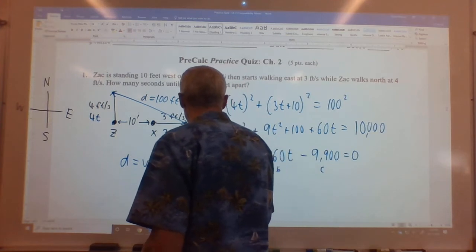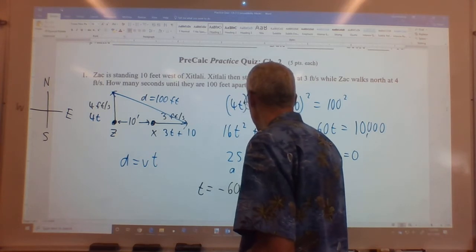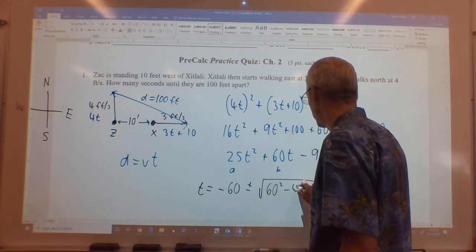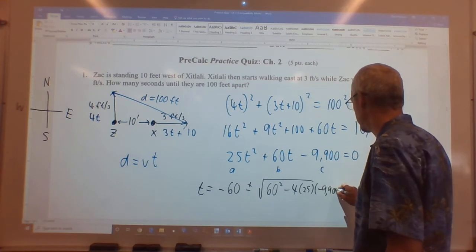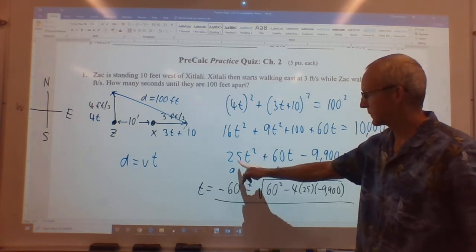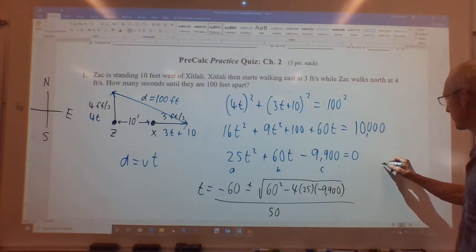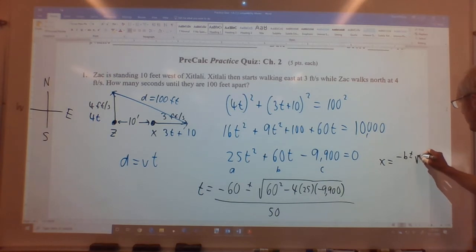And so we go t is equal to negative b, negative 60, plus or minus the square root of b squared, 60 squared, minus 4 times a, which is 25, times c, which is negative 9,900, all over 2a. 2 times 25 is 50. If you don't have this formula memorized, you should get it memorized, right? x or whatever it is you're looking for is negative b plus or minus the square root of b squared minus 4ac all over 2a.